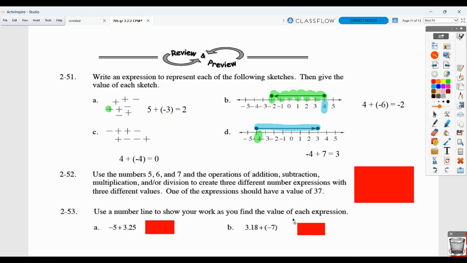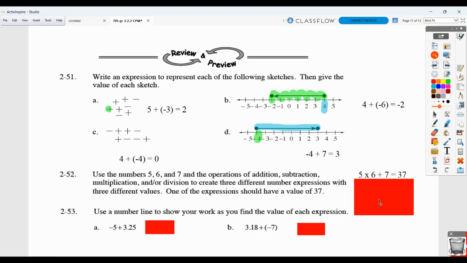For 252, you're going to use the numbers 5, 6, and 7 and the operations of addition, subtraction, multiplication, and or division, so you don't have to use all 4, to create 3 different number expressions with 3 different values, and one needs to have a value of 37. Now remember, you're allowed to create your own, so they do not have to be the same as mine.